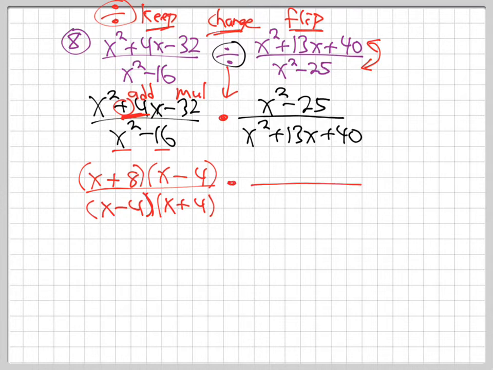Times. Now, x squared minus 25, same thing. X plus 5, x minus 5. We've done a bunch of those. The bottom, 2 parentheses, x is the front.